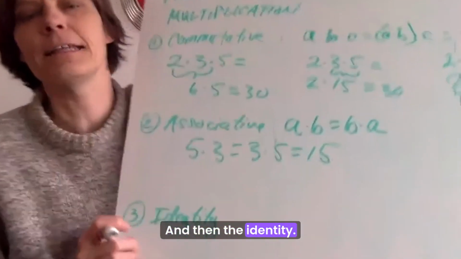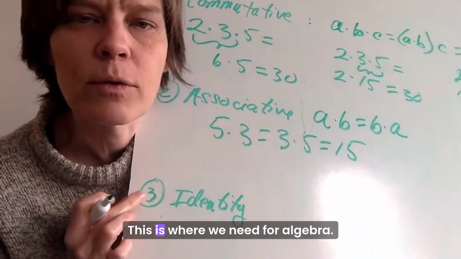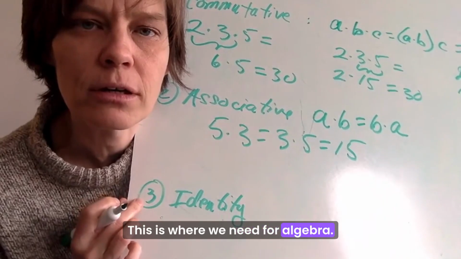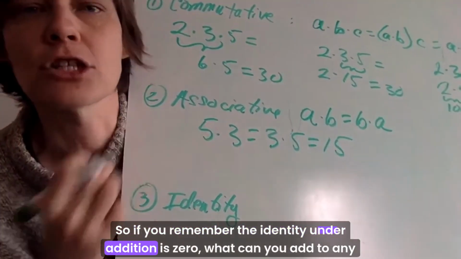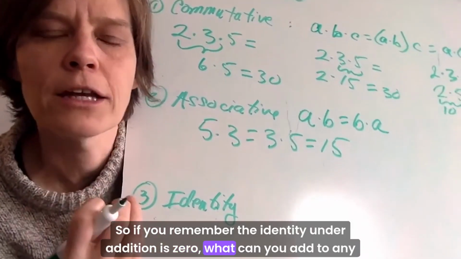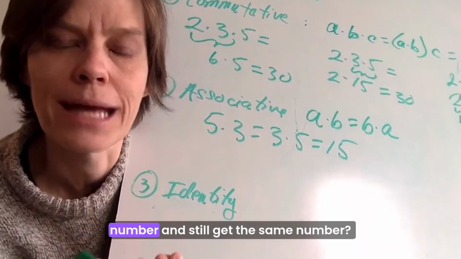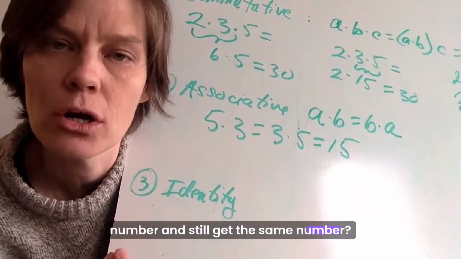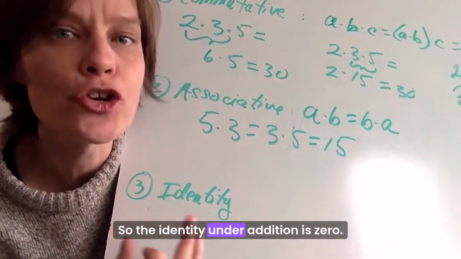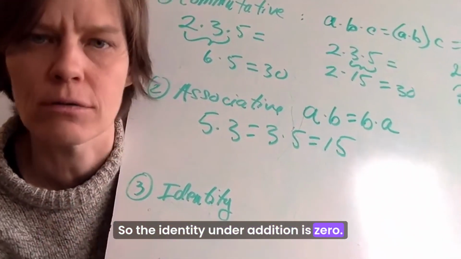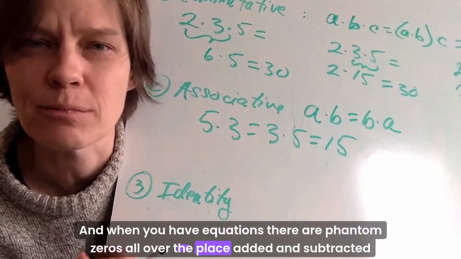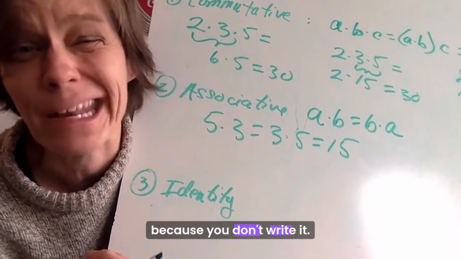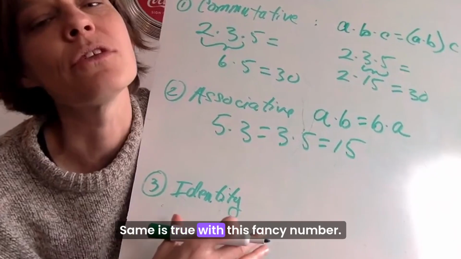And then the identity. This is where we need it for algebra. So if you remember, the identity under addition is 0. What can you add to any number and still get the same number? The identity under addition is 0. And when you have equations, there are phantom zeros all over the place, added and subtracted, because you don't write it. Same is true with this fancy number.